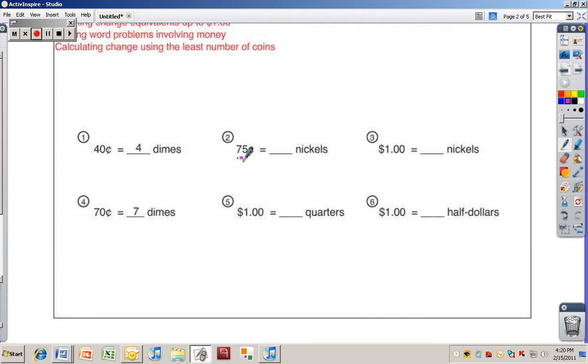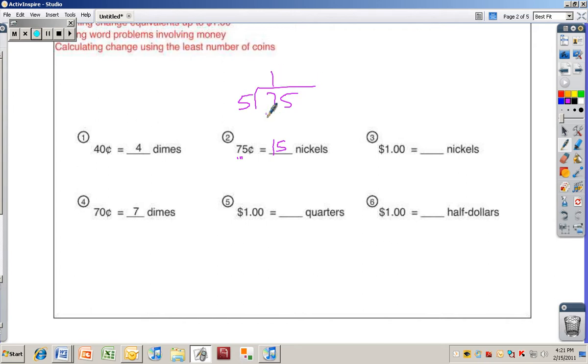Let's try that. 5, 10, 15, 20, 25. I'm using my fingers right now. 30, 35, 40, 45, 50. Both hands are full, so that's 10 coins. 55, 60, 65, 70, 75. I just filled up my other hand, so that means 2 full hands of fingers, 10, plus 5 more. That makes 15 nickels.